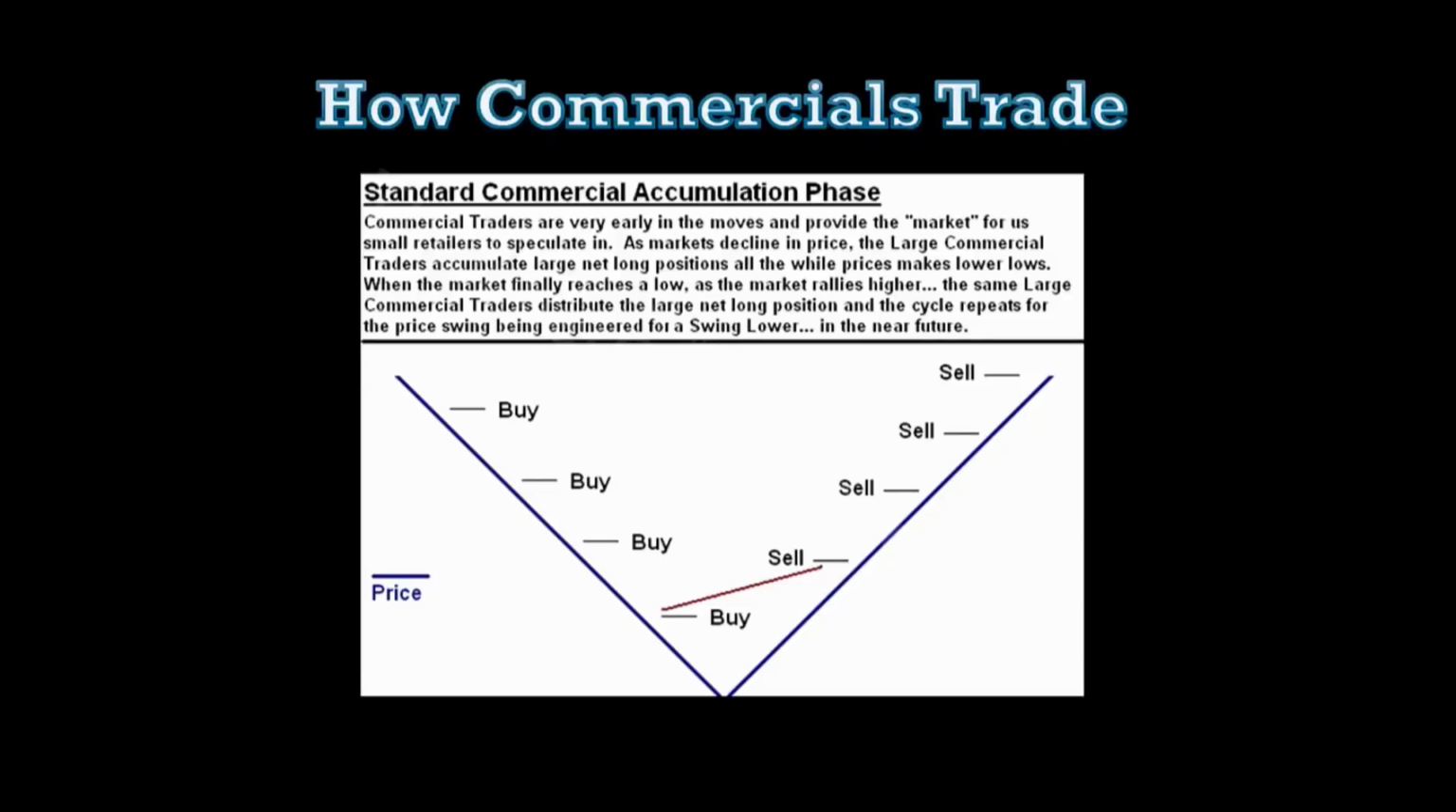And eventually when price stops going down because they've bought so much and there's no more selling, all the sellers have been absorbed. As price starts to move up, they start liquidating the long positions and offset them. So as a whole, not individually but collectively, the commercial entities are what cause the shifts in major macro price swings.